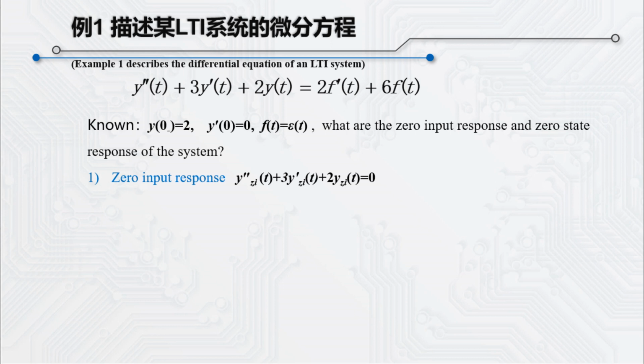It is known that the mathematical description equation of an LTI system is shown in the first formula. y(0 minus) equals 2, and the first derivative of the total response is 0 when t equals 0 minus. The excitation signal is a unit step signal. Find the zero input and zero state responses. Let's start with the zero input response.